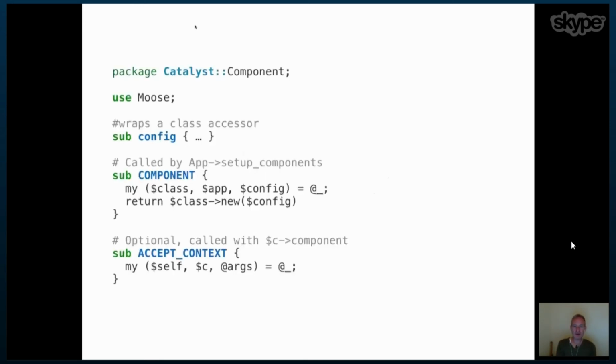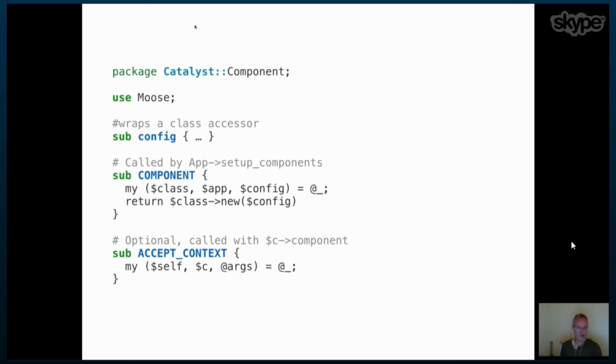Now, I want to talk a little bit about what a Catalyst component is. Again, I really recommend that people go and look at the open source code to see what a Catalyst component is. I've simplified it here for the purposes of talking about it. All that a Catalyst component is, is just a regular Moose class that defines some extra methods. In particular, it defines a configuration method, and it must define a component method. It may optionally define an accept context method.